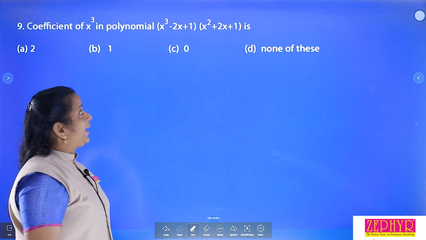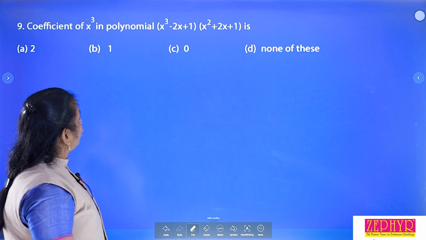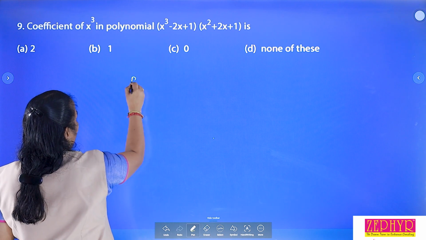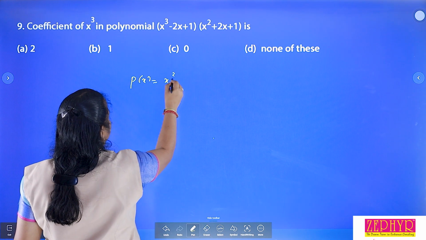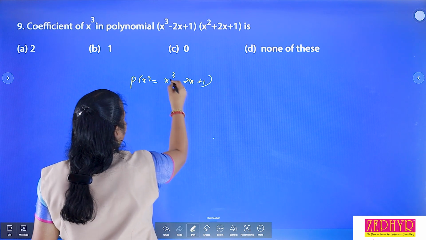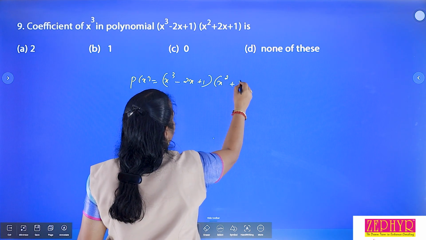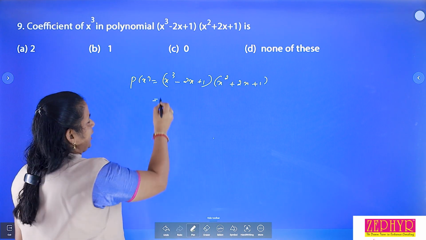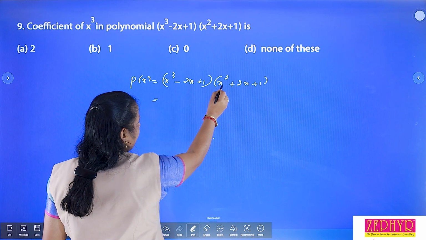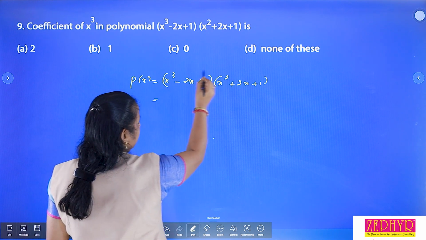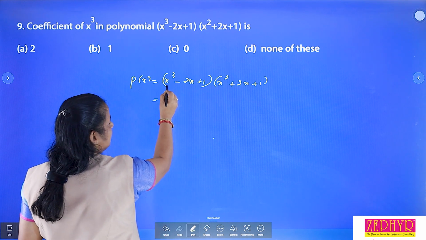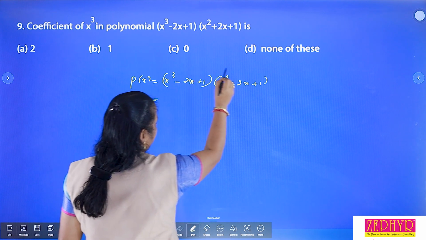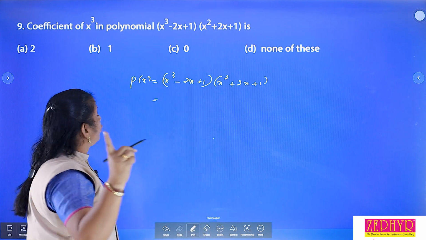What is the coefficient of x cube in the polynomial x cube minus 2x plus 1 into x square plus 2x plus 1? Here p of x is equal to x cube minus 2x plus 1 into x square plus 2x plus 1. Using normal multiplication, x cube multiplied with x square becomes x raised to 5. x cube multiplied with 2x is 2x raised to 4. This x cube is multiplied with this 1, then we get a term for x cube.